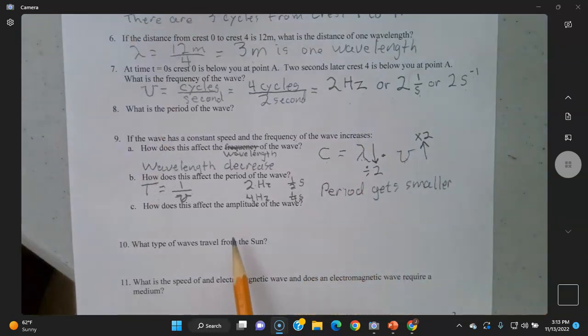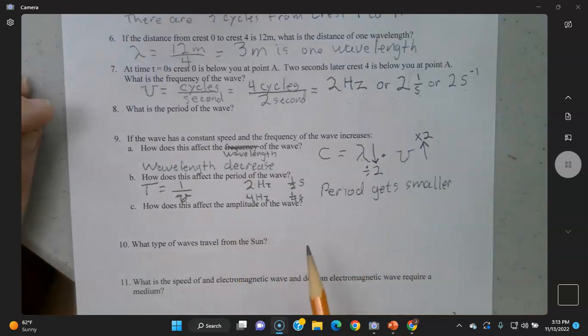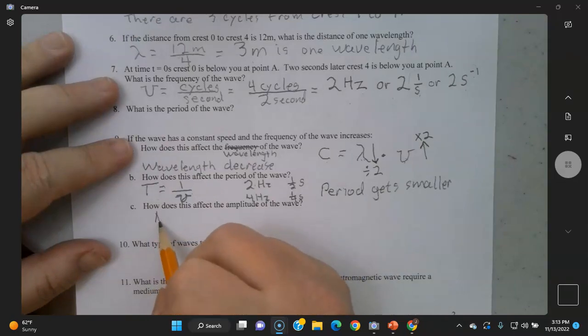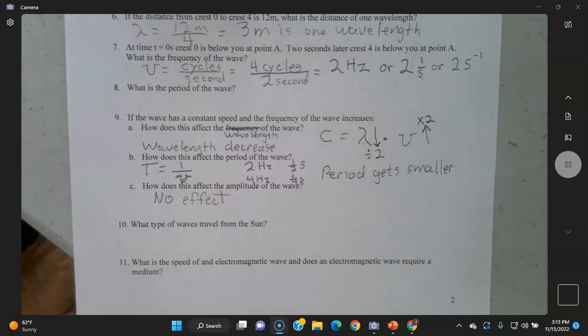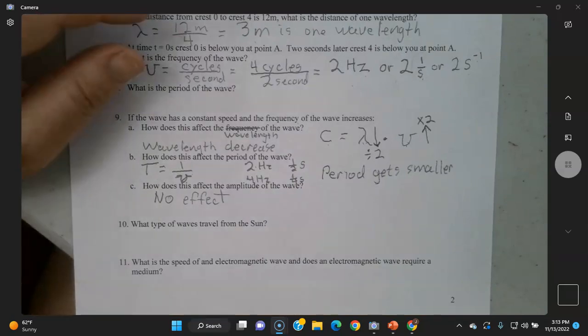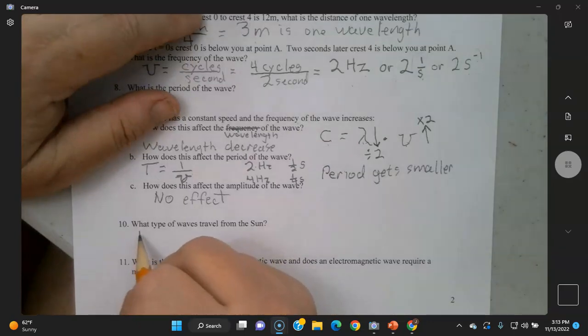So you can just say period gets smaller. Alright, and how does this affect the amplitude of the wave? The amplitude is the height. There's a relationship between frequency and wavelength and period, but there is no relationship with amplitude. How tall the wave is not affected. So you could just put no effect. Okay. Okay, what type of waves travel from the sun? Some students were coming up with different answers that they thought made sense. It's simply electromagnetic.